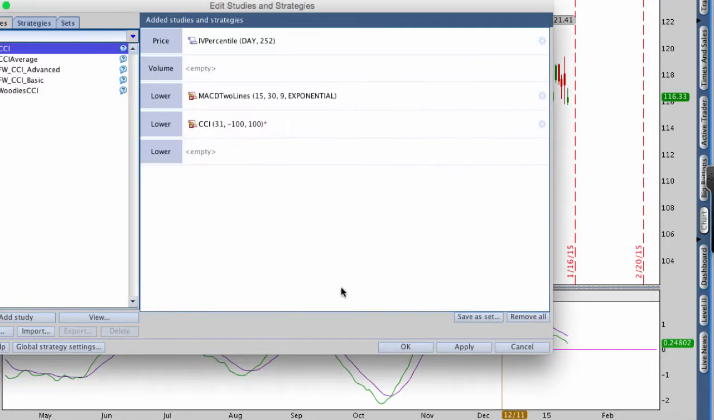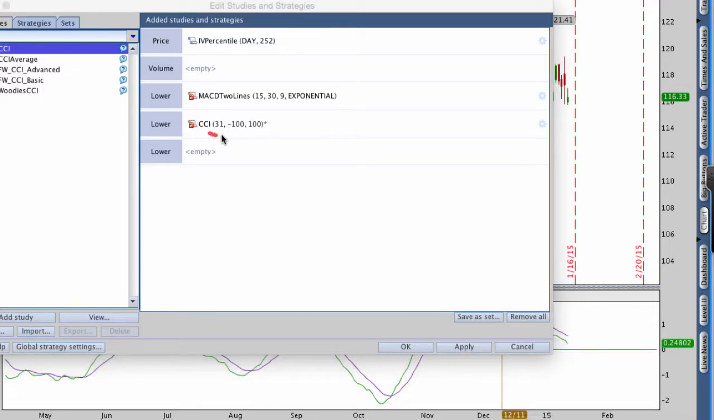And what that does by widening it out to 31 is just takes in more data and gives us a smoother transition. So if you have a 14-day setting on your CCI, you're going to get a lot of signals because it's based on data going back and forth about 14 days.